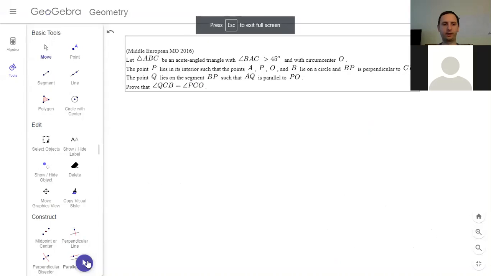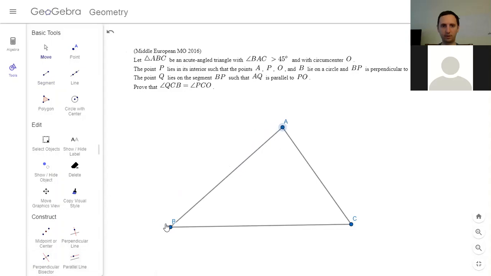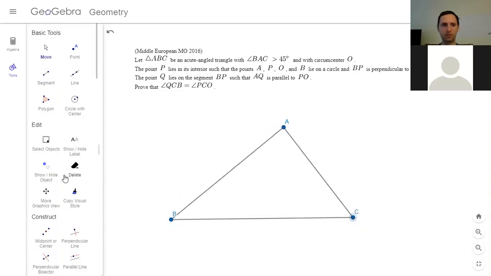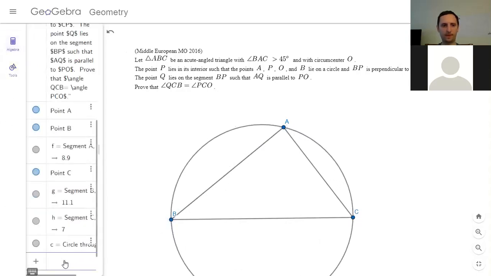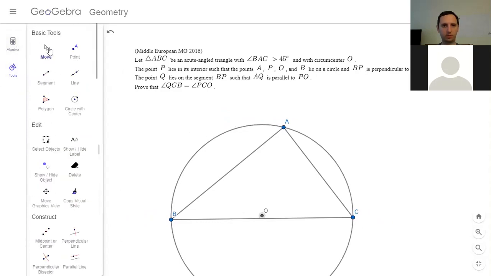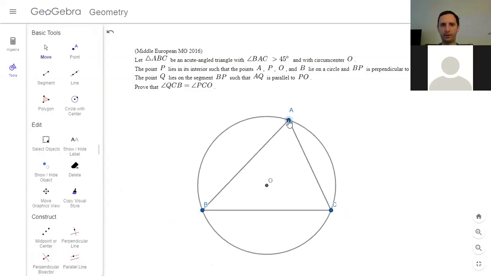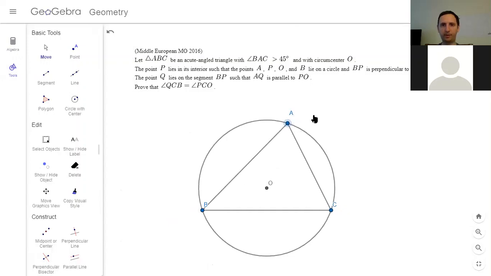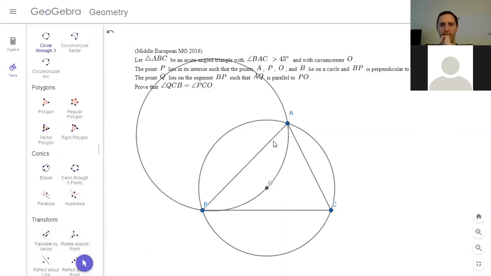This one's from 2016. This one looks maybe a little trickier. So ABC is an acute triangle with circumcenter O. All right. P lies in the interior so that APOB is cyclic. And BP is, okay, so let me draw the circumcircle AOB. P is such that BP is perpendicular to CP.